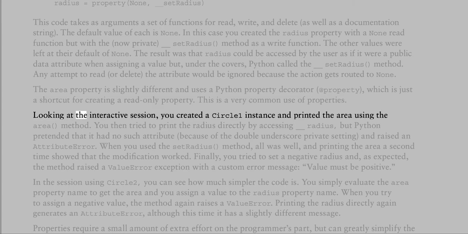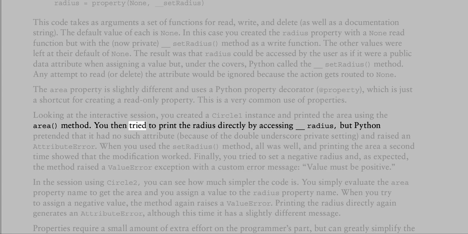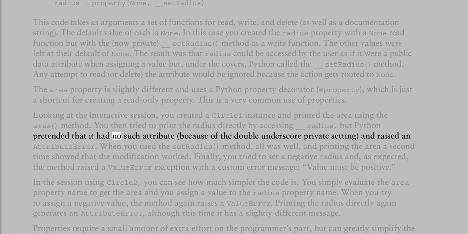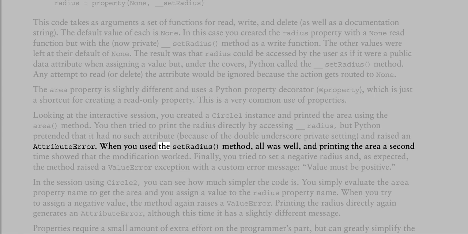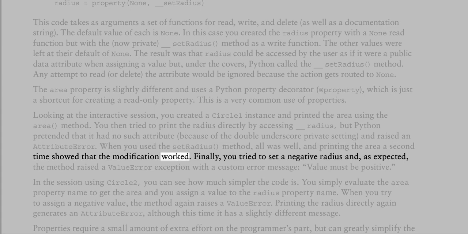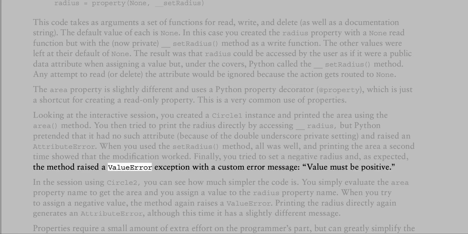Looking at the interactive session, you created a circle1 instance and printed the area using the area method. You then tried to print the radius directly by accessing __radius, but Python pretended that it had no such attribute because of the double underscore private setting and raised an AttributeError. When you used the set_radius method, all was well, and printing the area a second time showed that the modification worked. Finally, you tried to set a negative radius and, as expected, the method raised a ValueError exception with a custom error message, "value must be positive".